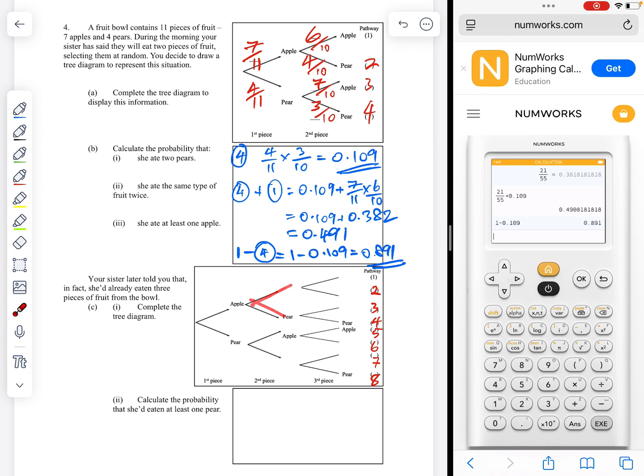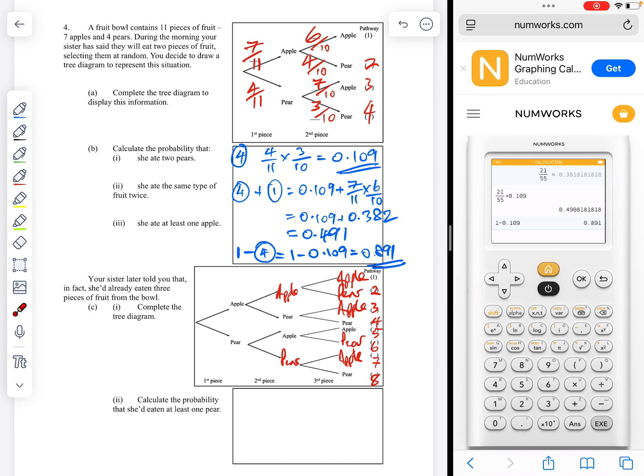We have, as before, apple, pear. Apple splits into apple, pear. Pear splits into apple, pear. Let's add that in. We should have apple written there and pear written there. And then each time from our 4 original pathways, apple, pear, apple, pear, apple, pear, apple, pear. So we need to write in a little more. We now have our 8 pathways set out.